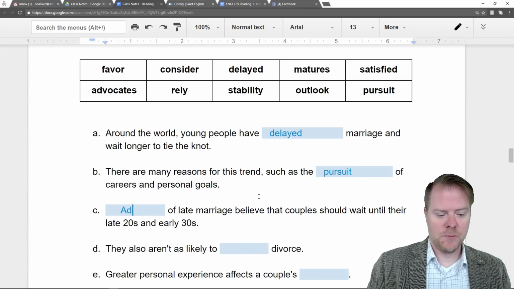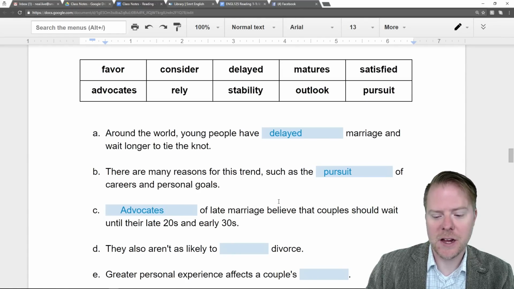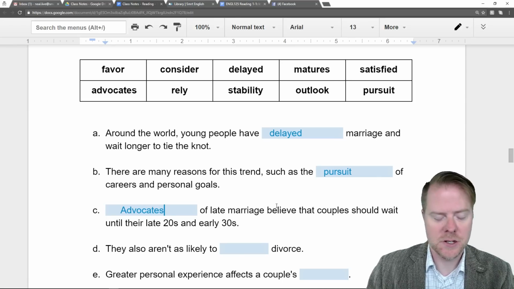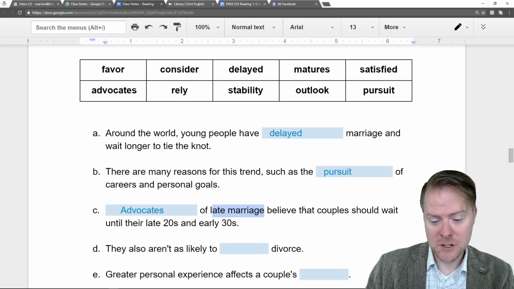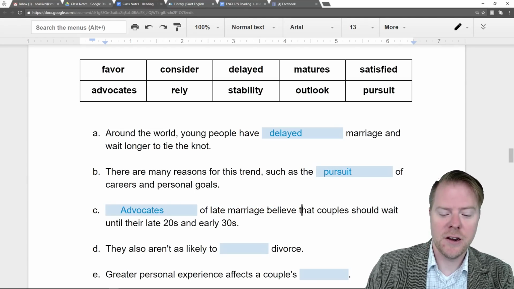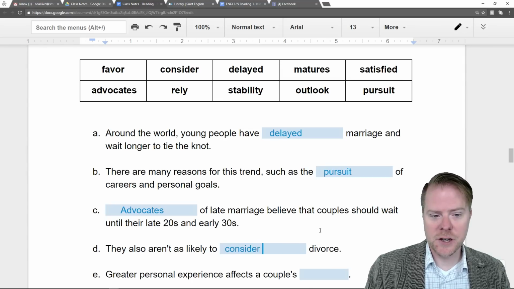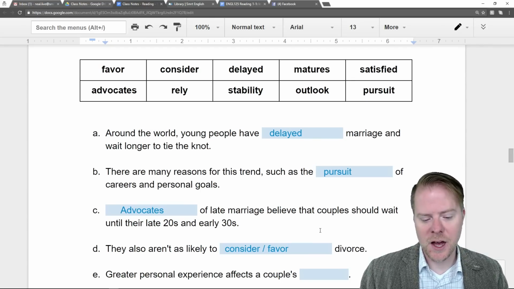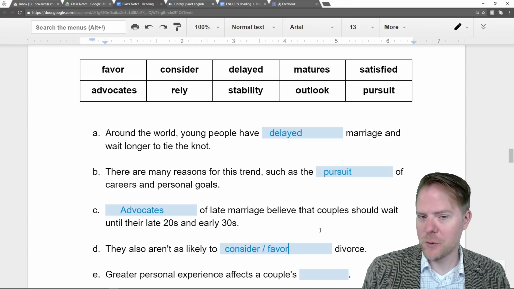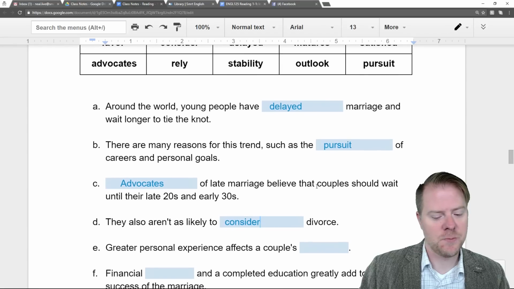C, many of you put advocates, which is correct. Advocates of late marriage believe that couples should wait until their late 20s and early 30s. Advocates of late marriage, people who recommend late marriage, do believe in a certain way. Okay, I saw some different answers for D, such as consider, and favor. You know, it could really be either. I would say in this case, probably the better word is consider. Think about divorce. They probably don't.